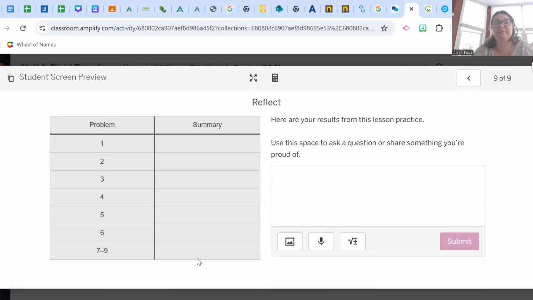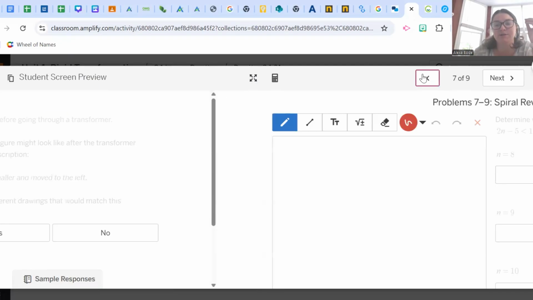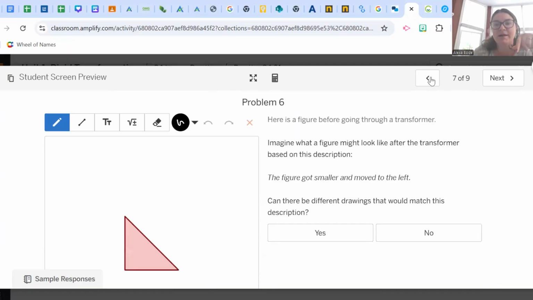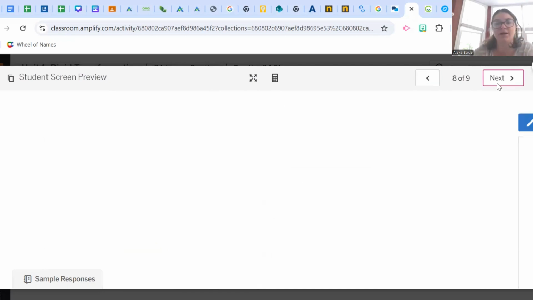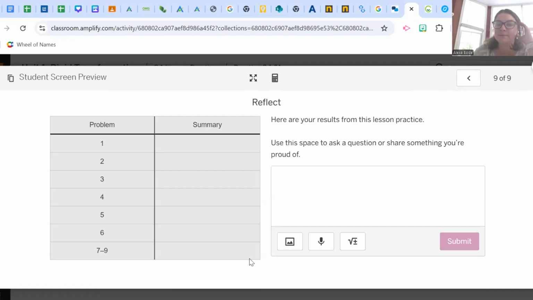And then this is going to be a summary of your answers. I don't think any of them except for the last one is going to tell you correct or incorrect. This one might give you a correct or incorrect. But any of these ones where you have to write, it's just going to say completed, not correct or incorrect. So it's going to tell you if you've completed all of them here.